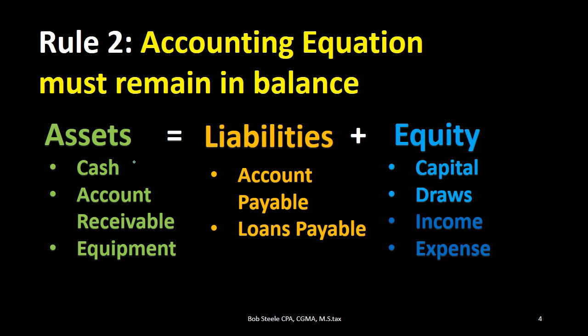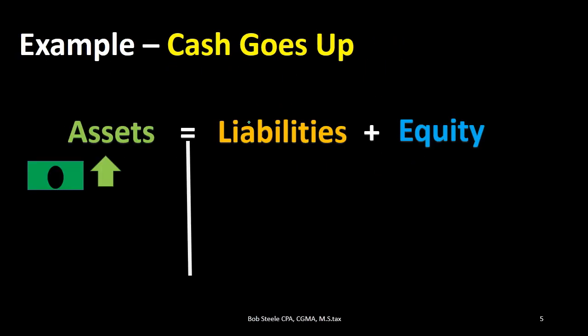For example, if assets go up, then liabilities could go up, equity could go up, or assets could also go down, and that would mean that two accounts would have to be affected on one side of the equal sign, or one account going up on this side and one account going up on this side, whether that account be liability or equity related.